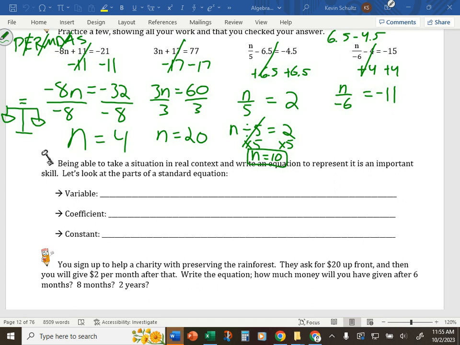Check, make sure you don't have 19 there, right? Negative 15 plus 4, negative 11. You can also think about this as n divided by negative 6. So we're going to multiply by negative 6, because that's what we're dividing by. So we're going to multiply by that same thing, by negative 6. And 11 times negative 6 equals negative 66.